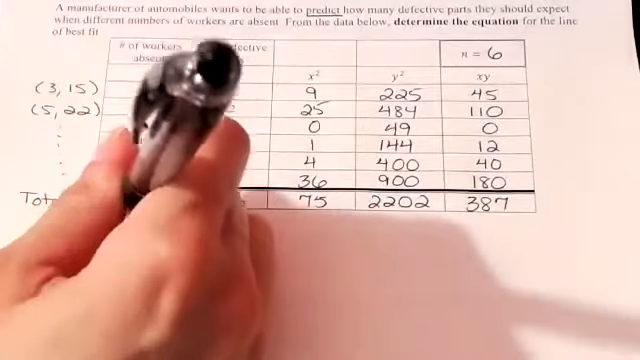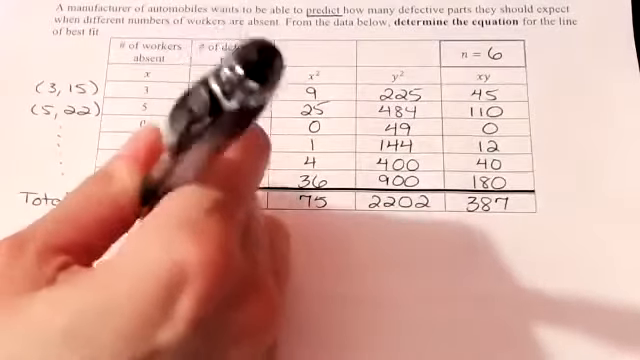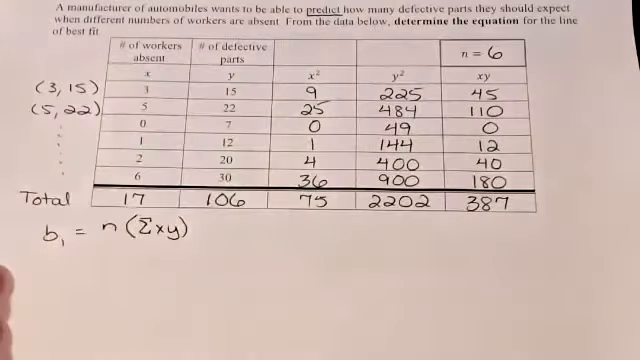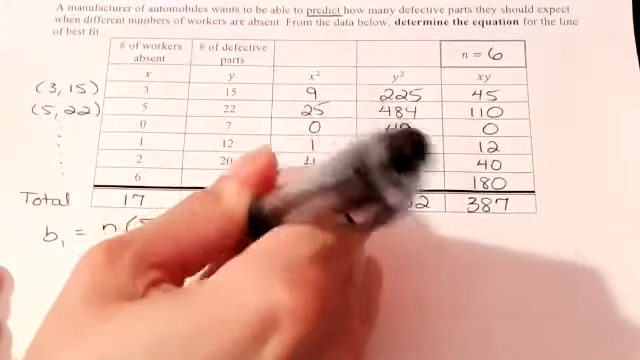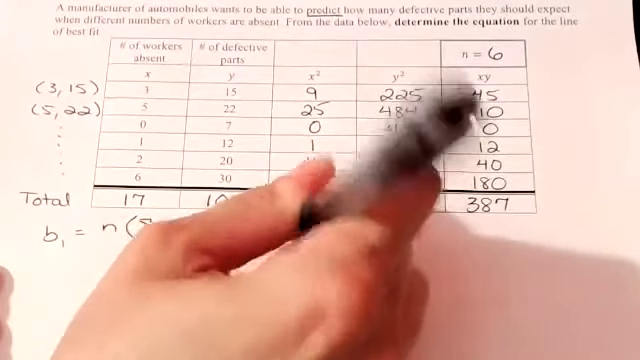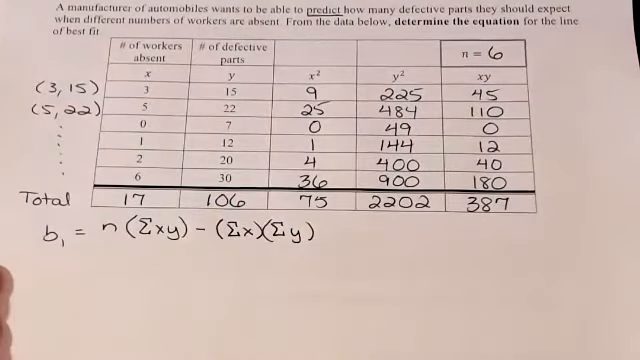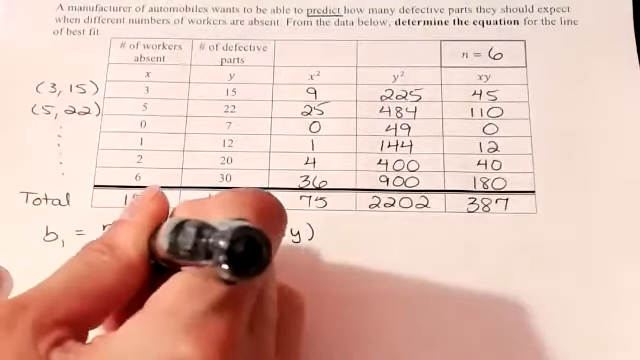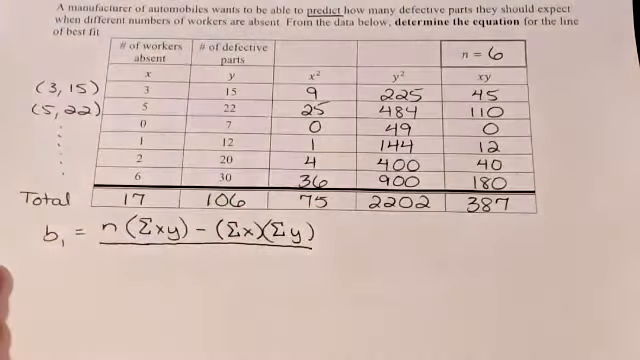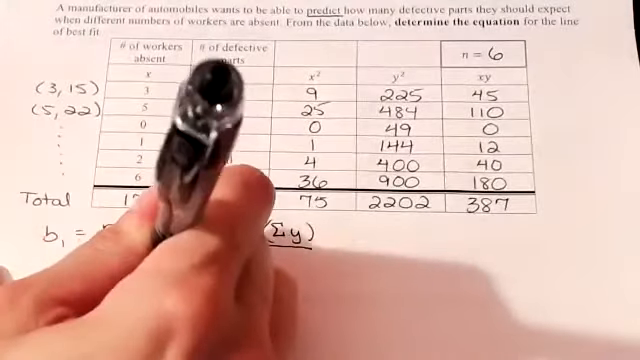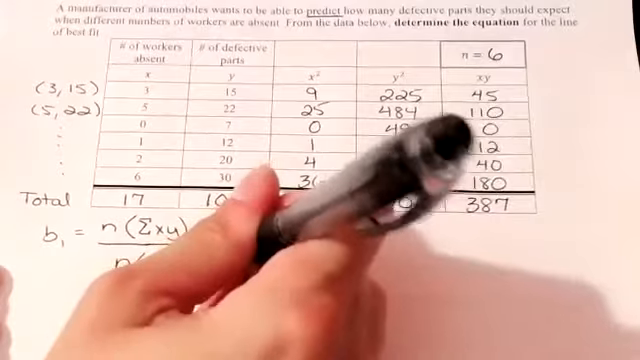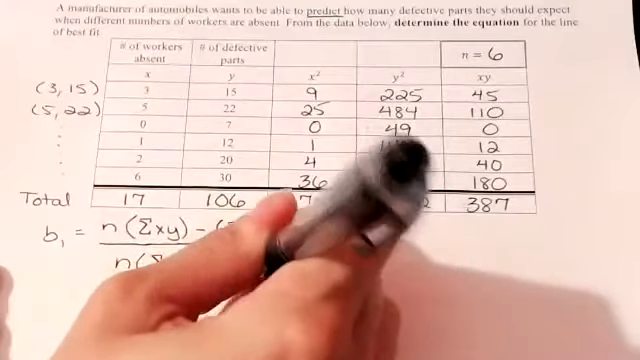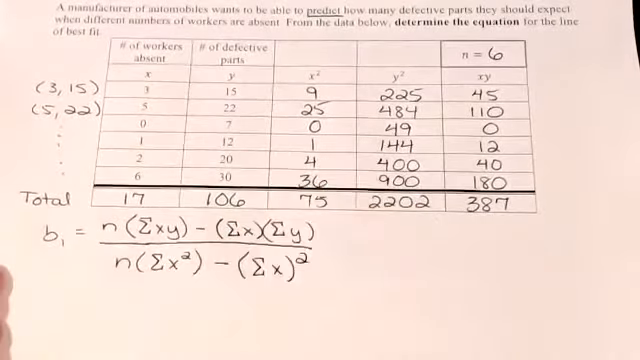So we have N times the sum of X times Y, minus the sum of your X times the sum of your Y, all over N times the sum of your X squareds, minus the sum of your X quantity squared.